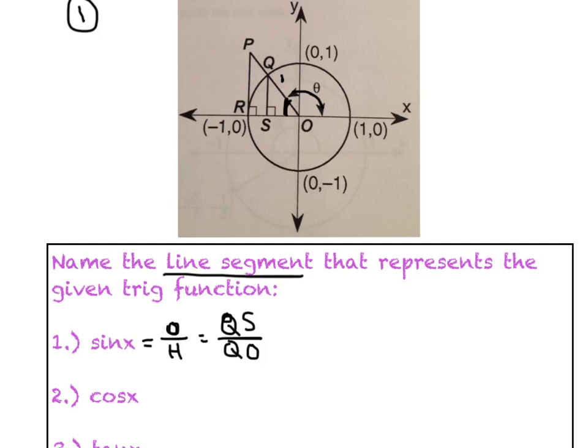How did you know it was the unit circle? Well, you'll notice it goes right through the point 1, 0, 0, 1, negative 1, 0, and 0, negative 1. So we could say sine of x is really just QS, and that would be my final answer.